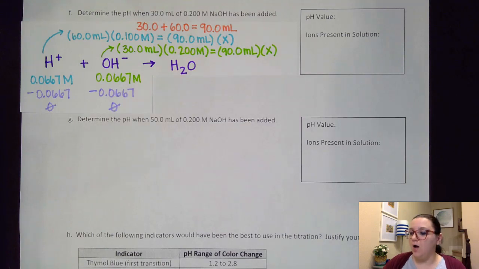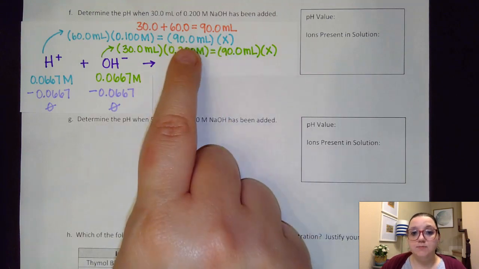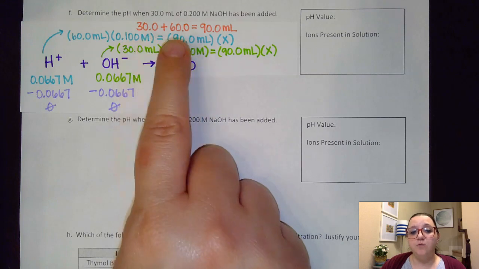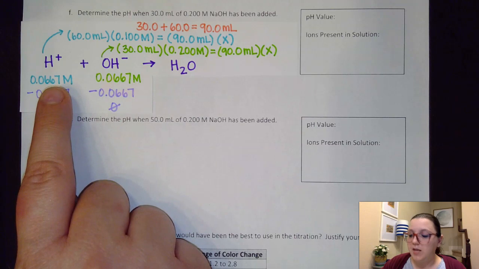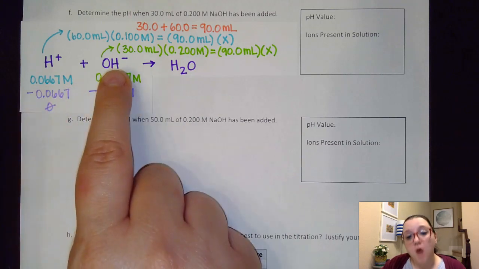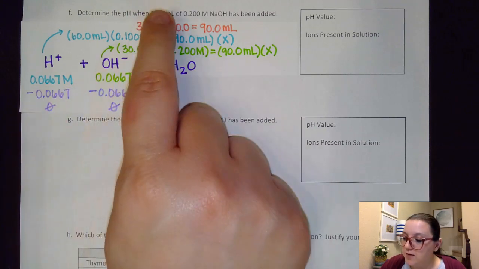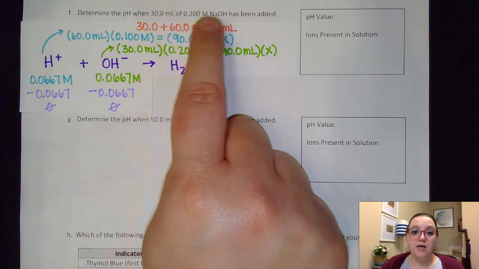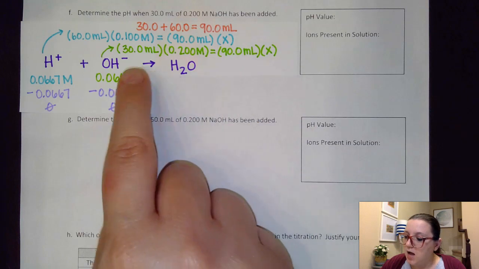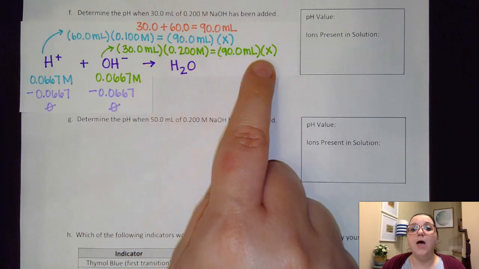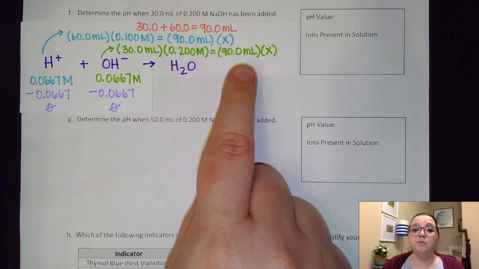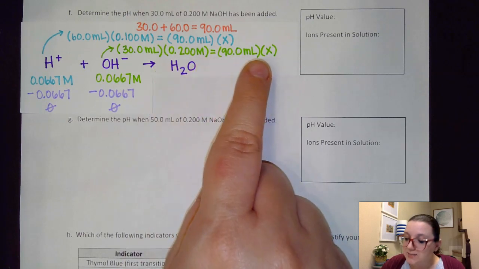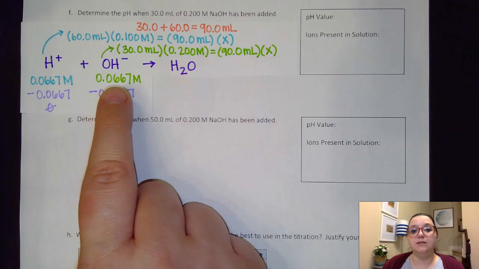Okay, so I want to figure out that molarity at 90 milliliters. When I solve that, that gets 0.0667 molarity. I then do the same thing for hydroxide. Here I had 30 milliliters of 0.2 molar NaOH. There was only one OH in there, so the molarity is the same. And I want to figure out what the molarity would be, though, at 90 milliliters. And so again, I solve for the X, and I see that that gets 0.0667 molarity.